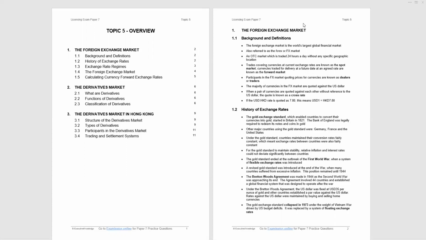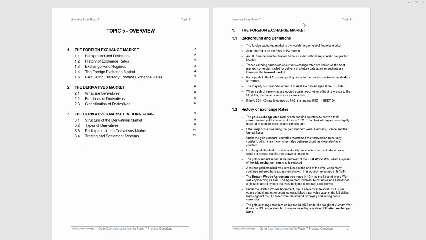That can be examined. Now, if the US dollar/Hong Kong dollar rate is quoted as 7.80, this means US$1 is equal to HK$7.80. Now, this format can be confusing. US dollar : Hong Kong dollar. What that means is Hong Kong dollars on the numerator and the US dollar 1 on the denominator, and that will be relevant for material later on.